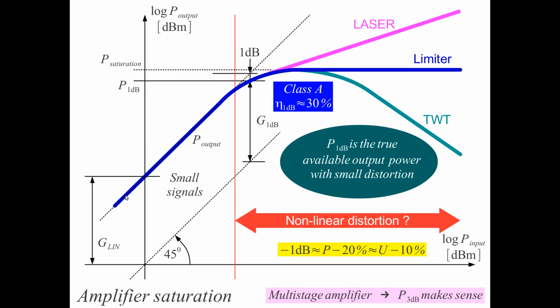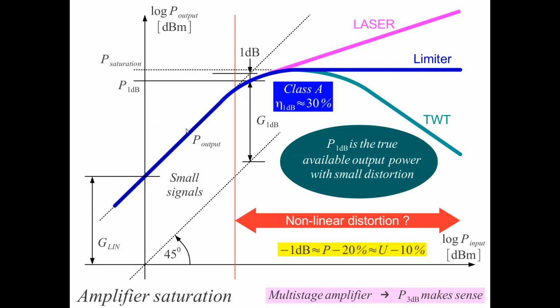What happens with an amplifier? At small signals, the amplifier is linear, so the output power tracks the input power increments in exactly the same way. So this line is at 45 degrees here. It's lifted from the baseline 45 degrees line that goes through the origin of my coordinate system by the gain of the amplifier. So the linear gain of the amplifier is simply the distance between these two lines, of course in logarithmic units like dBm or dBW, dBwatts.